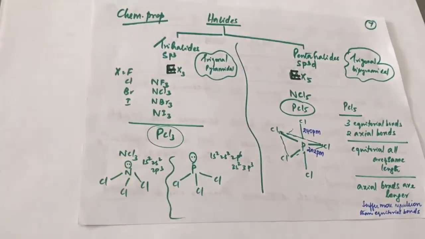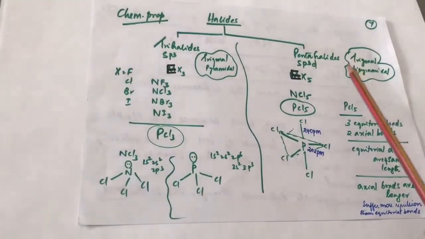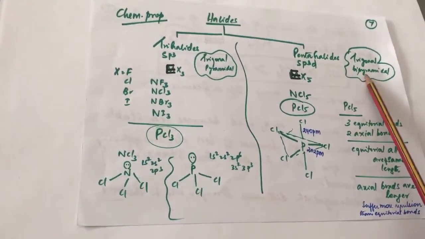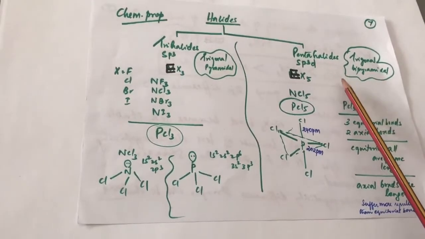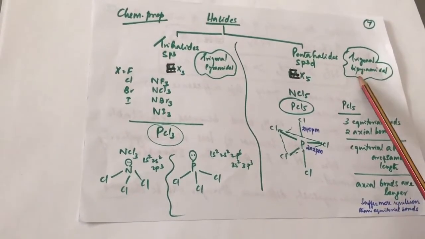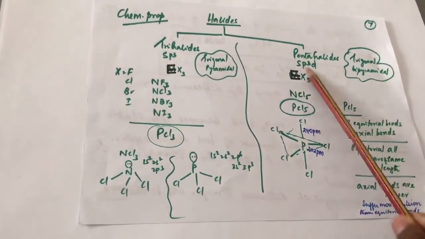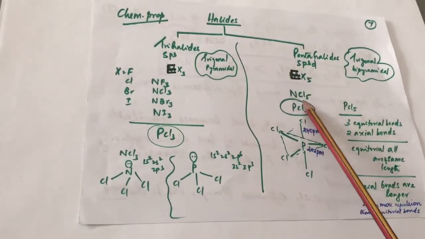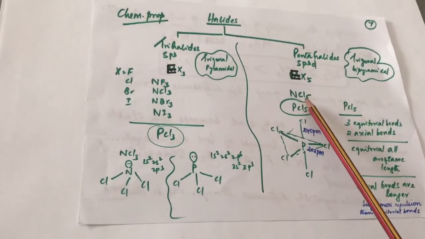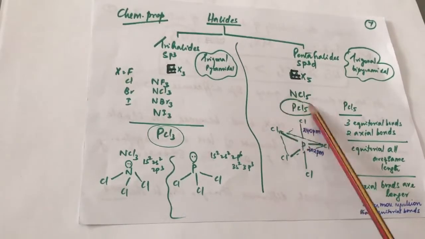Now we move on to the pentahalides. Here you can see the pentahalides. They have a trigonal bipyramidal structure, sp3d, and EX5. You have studied this, I mean PCl5. I am not talking of NCl5. I am talking of PCl5. Let's take for example PCl5.